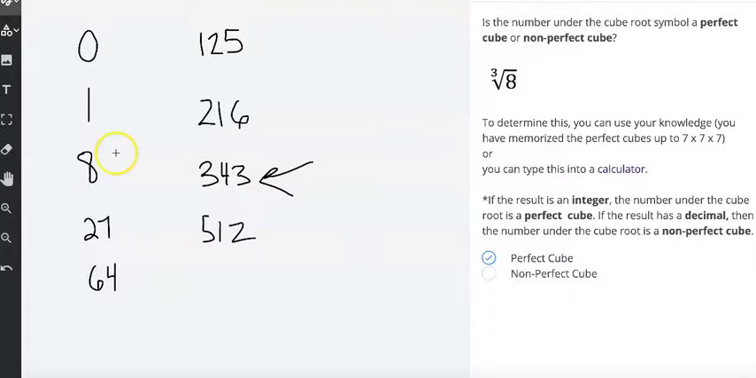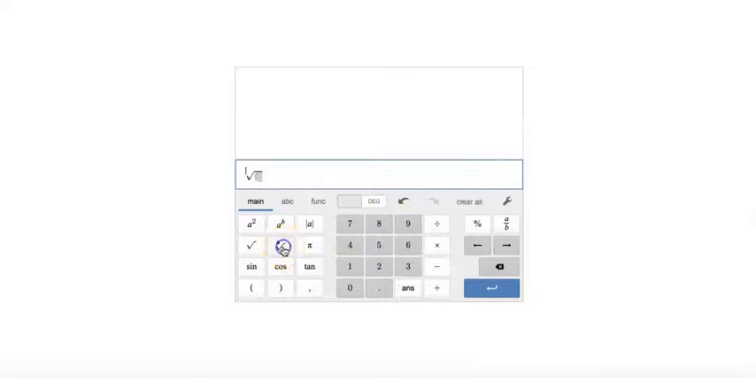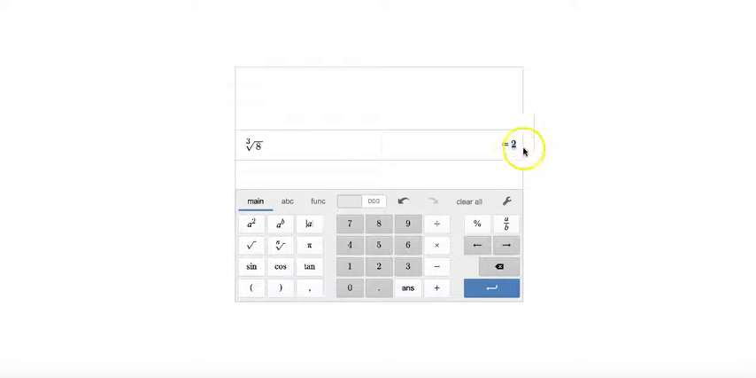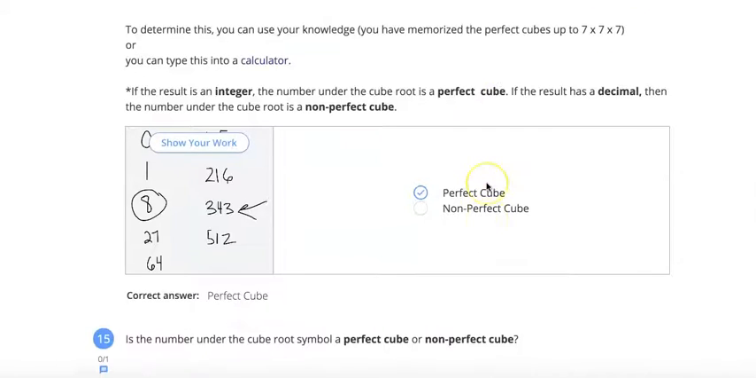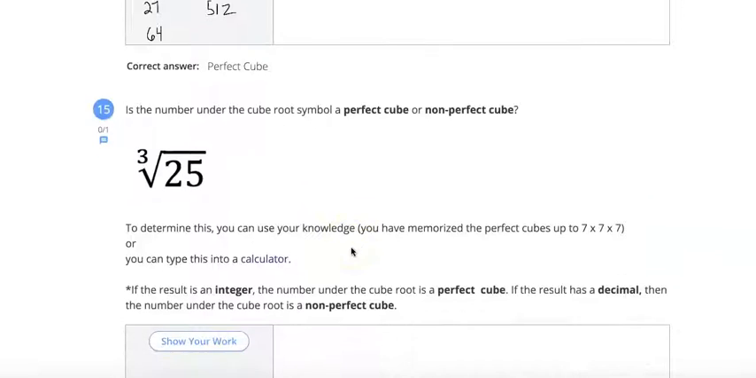And now I wanted to highlight the fact that 8 is a perfect cube, just like negative 8 would be a perfect cube. But we can also check on our calculator, and we can type in, you use this symbol, and you have to put a 3 up here, and then we type the 8 here, and since we get an integer 2, the answer is only 2, not negative 2. With the cube roots, there's only one answer. With the square roots, there's 2 answers. So with the cube root of 8, since we got 2, the result is an integer. So 8, we confirmed, is a perfect cube. Alright, so that's a perfect cube. Correct answer, perfect cube. Great, we did a good job.